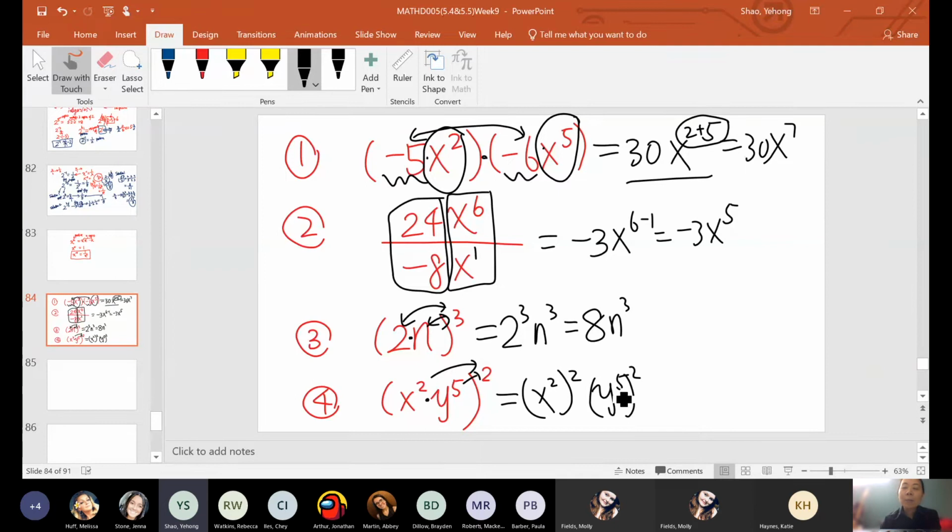Paula, I think the mistake you made was thinking it was 5 squared, but actually you multiply the exponents. So we're doing 2 times 2, and y, 5 times 2. It's not going to be 5 squared. When you have a power to a power, you multiply the powers. So that gives us x to the 4th, y to the 10th.